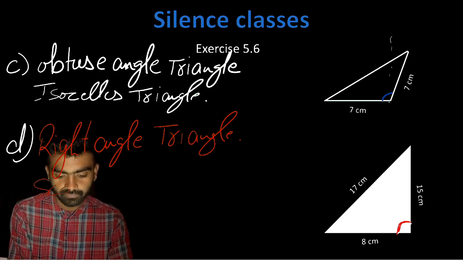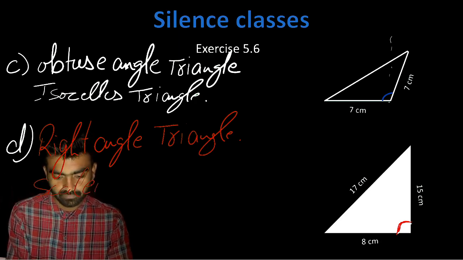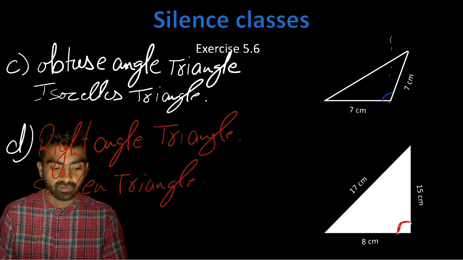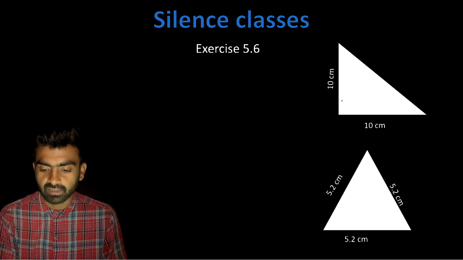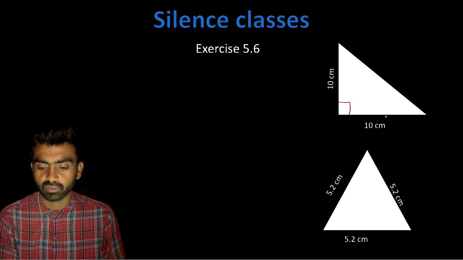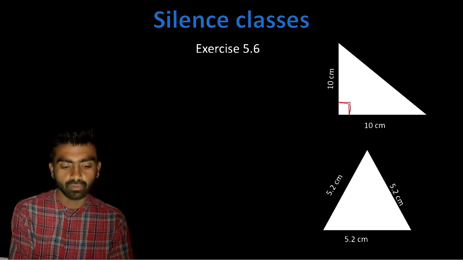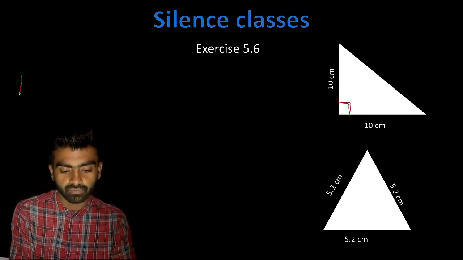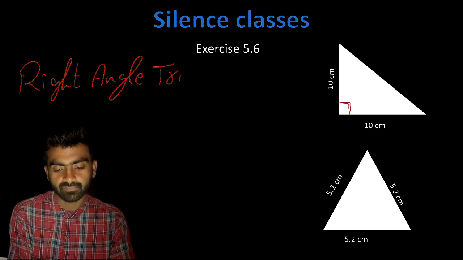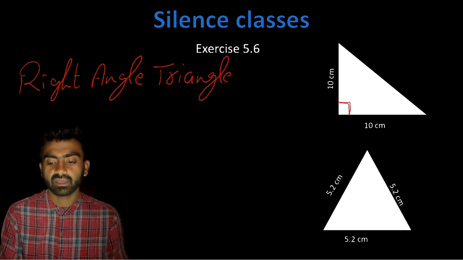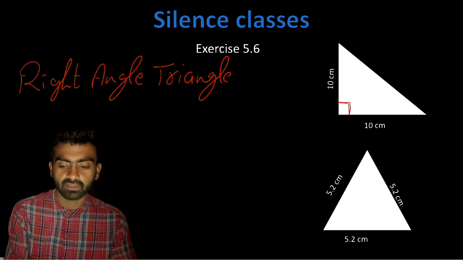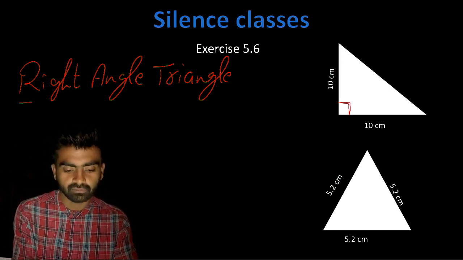Very good. Scalene triangle. Over here you can check that it is a 90-degree angle, because this particular line is straight perpendicular to this particular side. So again, it is known as a right angle triangle. Okay, and two sides are equal. Again, two sides are equal, so it is known as an isosceles triangle.